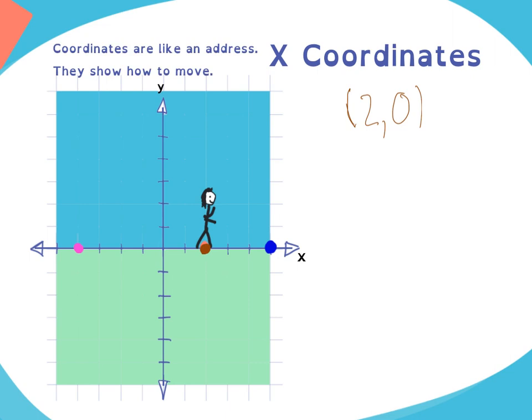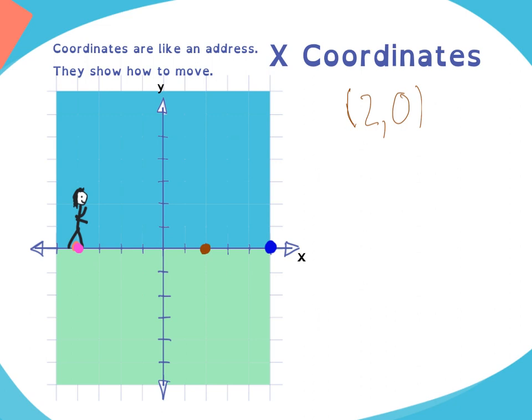Remember, the coordinates are like an address. They show you how to move. So what happens when we try to move to the pink dot? Well, from where she's at, the girl can move 1, 2, 3, 4, 5, 6 places to the left. So you'd think that the x-coordinate would be -6. However, this is not true. We must always start at the origin 0, 0. So let's start at 0, 0 and move the girl 1, 2, 3, 4 units to the left, so -4.